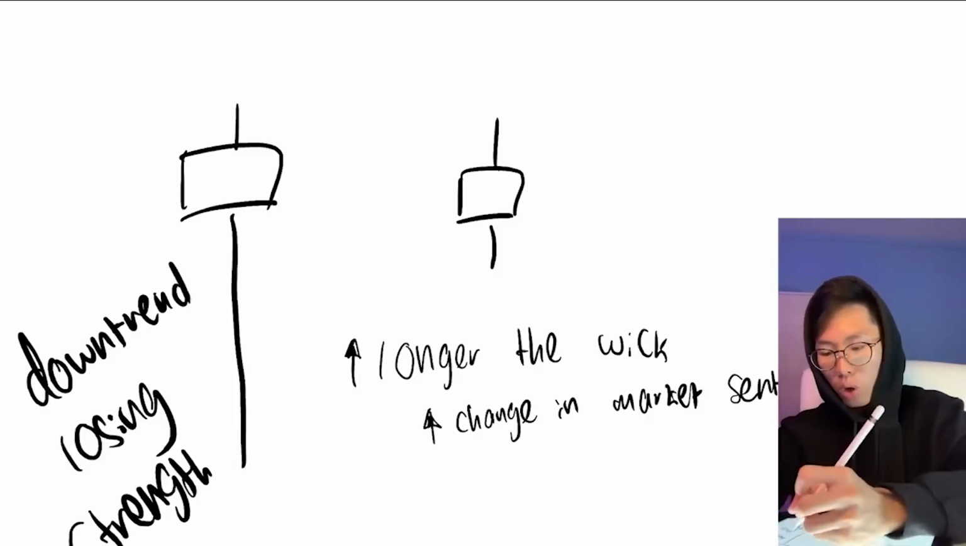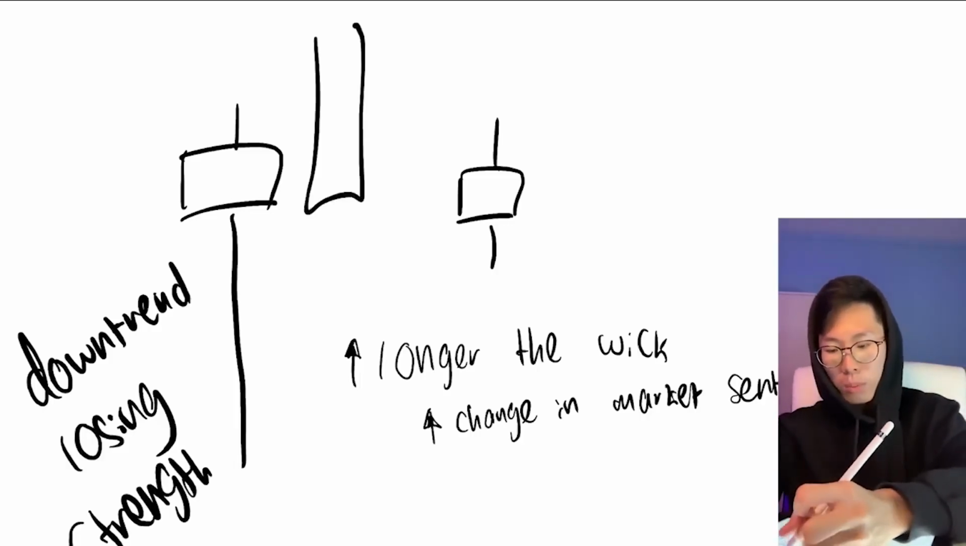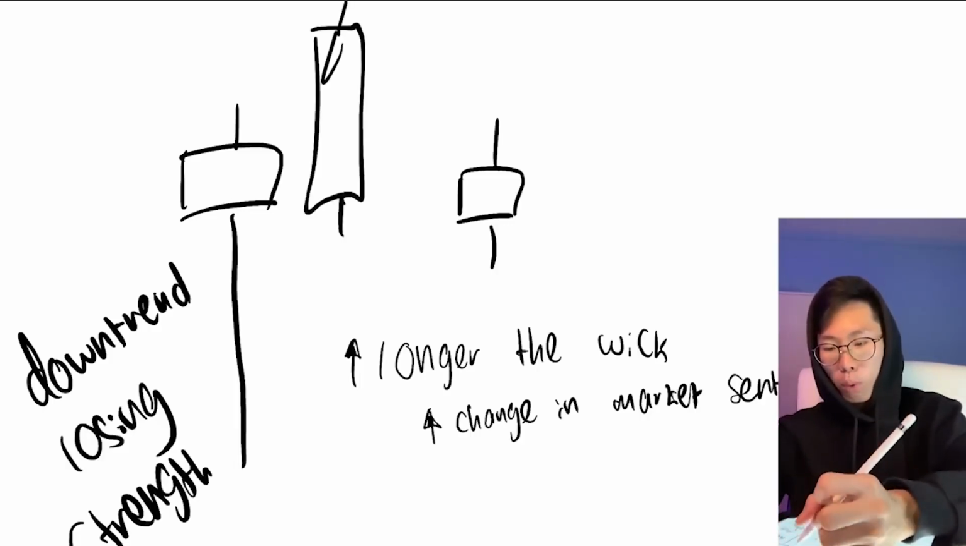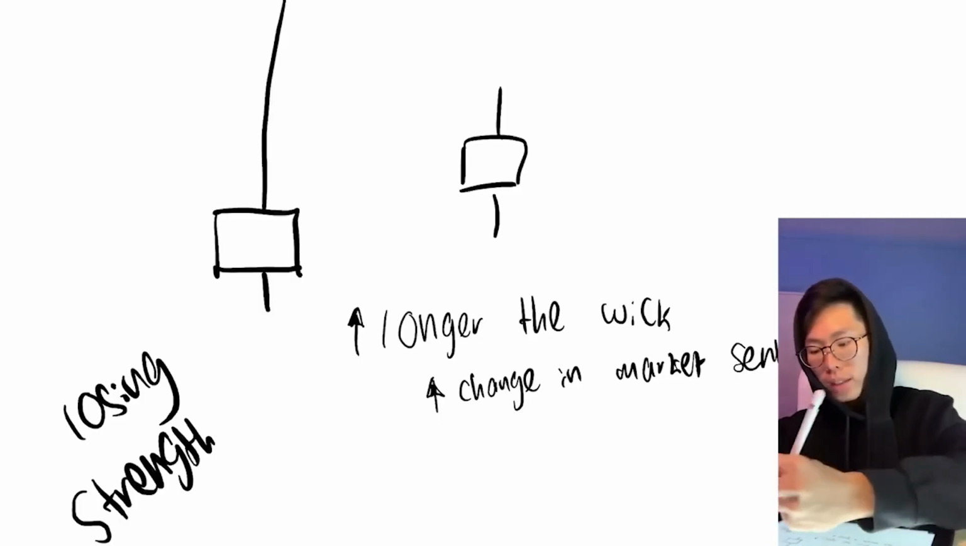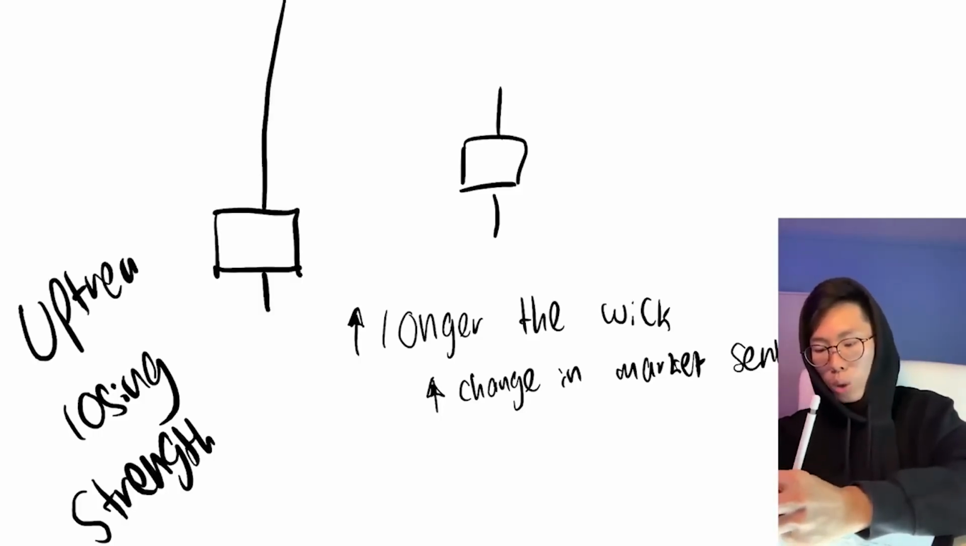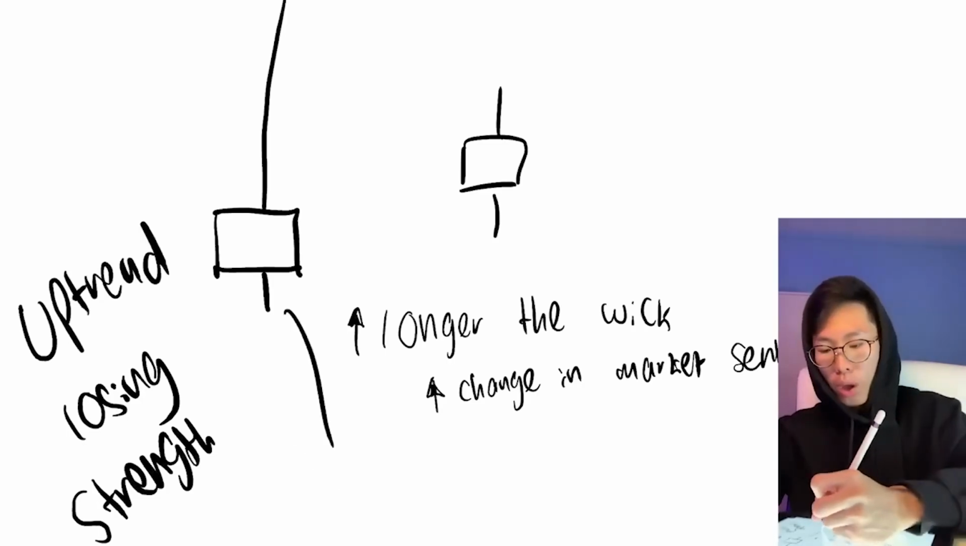So when you see this long lower wick, chances are the next candlestick will be some sort of green candlestick that is pushing the price up. And when you see a candlestick with a long upper wick like this, it means that the uptrend is losing strength and price is about to head back down.